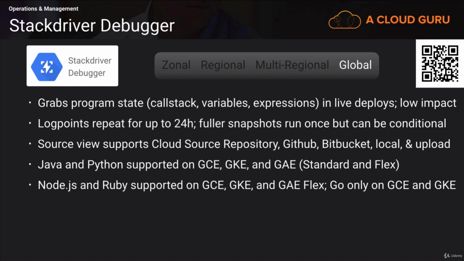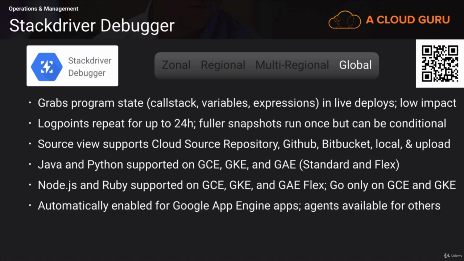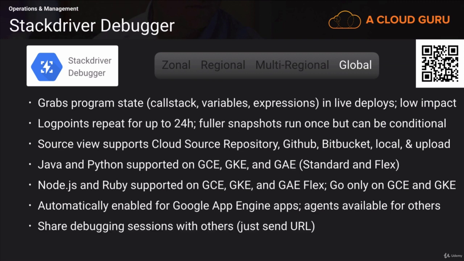If you're using Node.js or Ruby, that's supported on Google Compute Engine, Google Kubernetes Engine, and Google App Engine Flex, but Go is only supported on GCE and GKE. If you are using Google App Engine, this is automatically enabled for you. Otherwise, you can set up some agents that'll do the work for the other ones. A nice thing about Stackdriver Debugger is that you can share a debugging session with a coworker just by sending them the URL, and it's also nice that this is free to use.